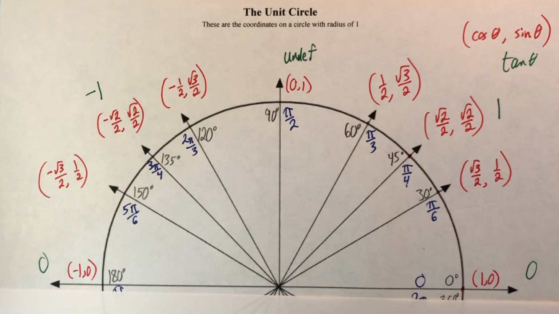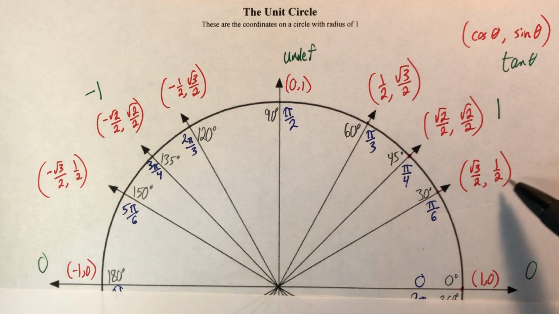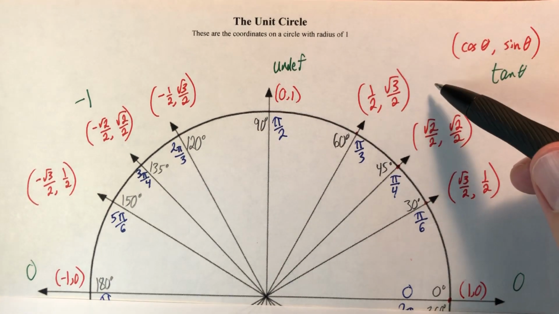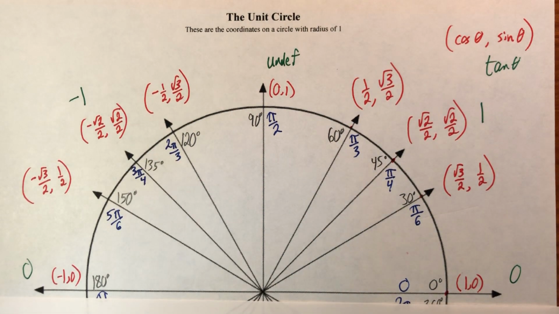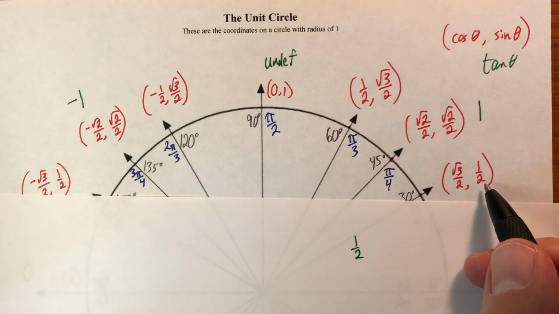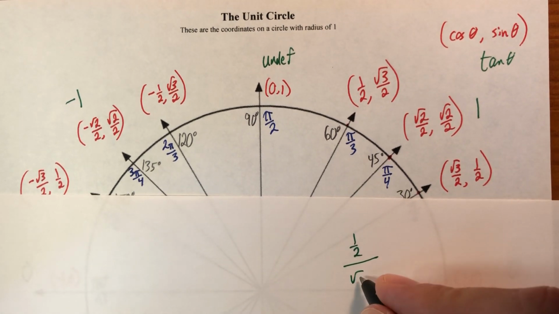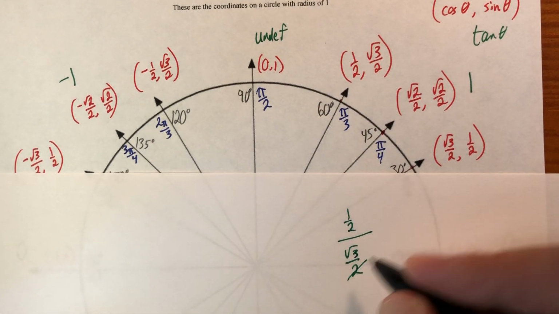Okay, let's tackle some of the harder ones. Let's do this one right here. By the way, once we get this one and this one, we'll be able to just flip it over and do the bottom as well. It's going to be easy. So what I'm doing is taking sine, the y value, and dividing it by cosine, the x value. And let's go ahead and cancel the 2's because you can.